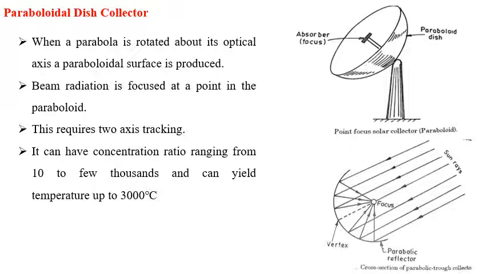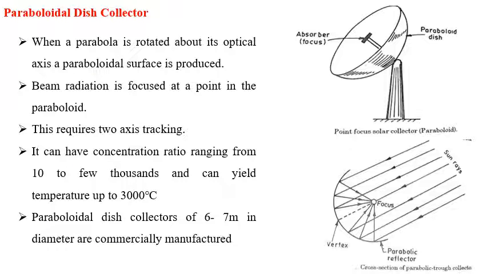In both cases, the receiver is placed at the focus, along the focal line in cylindrical parabolic and parabolic trough systems, and at the focus point in the paraboloid system. So here it can have a concentration ratio ranging from 10 to a few thousands, and can yield a temperature up to 3000 degrees centigrade. As I said, parabolic dish collectors 6 to 7 meters in diameter are commercially manufactured.